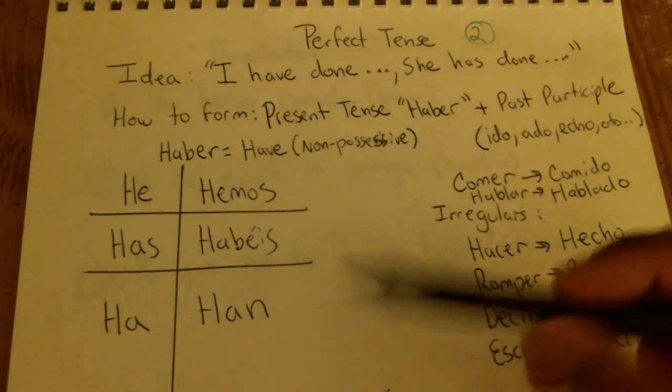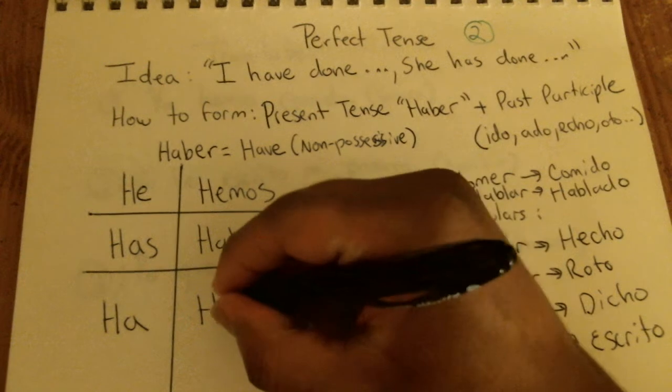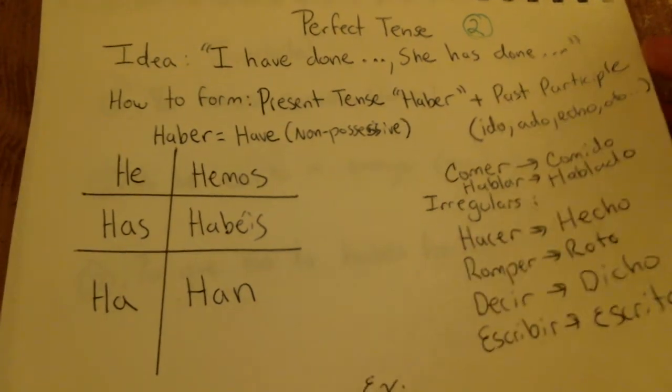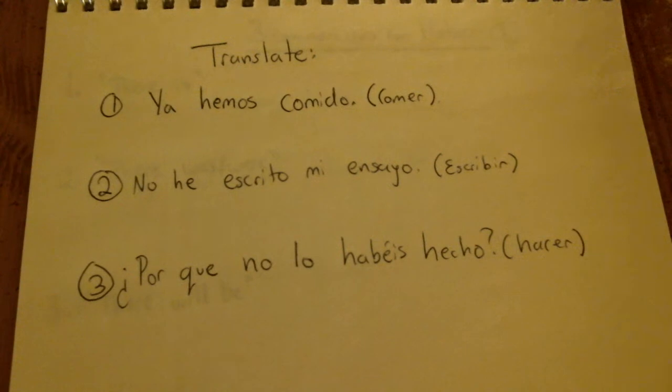If it's han, you know it's they did it or you all did it formal. Let me connect my H there. Habéis means y'all did it or y'all have done it and so on and so forth. So with this information, you guys are ready to move on to some drills. Translate the following statements. Go ahead and pause the video if you need time.